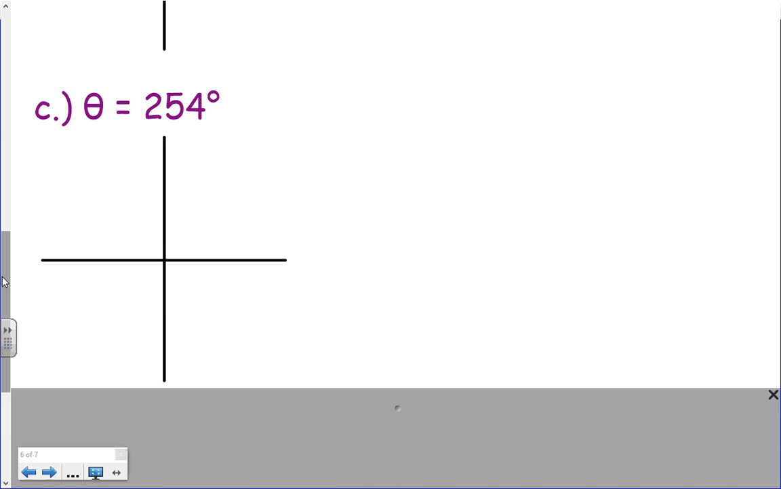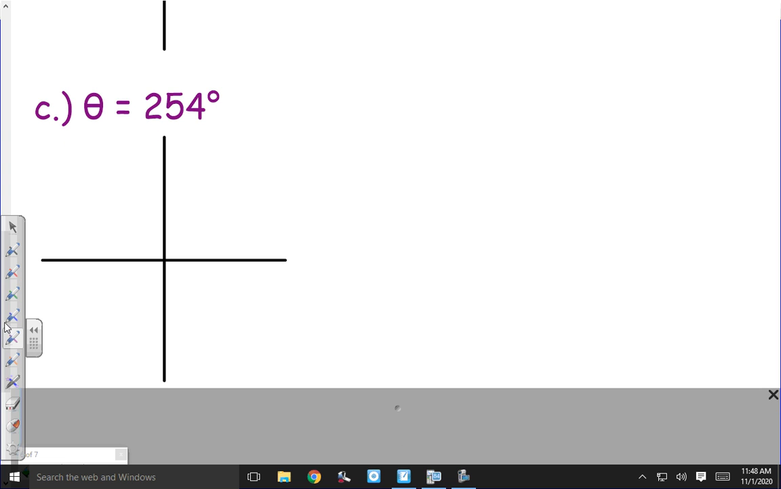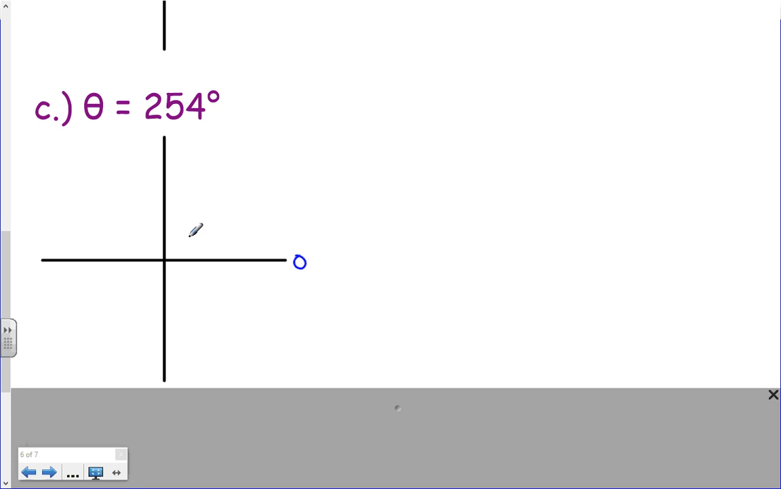254. So if our angle is 254 degrees, again, this is 0, this is 90, here's 180, and 270. So that means that we are in the third quadrant with this. And 254 puts us closer to 270, so I'm going to mark it down here. Here's our angle theta. And so now your reference angle.